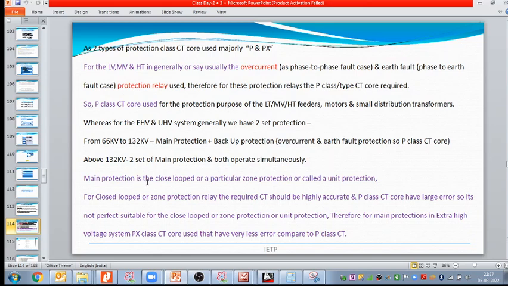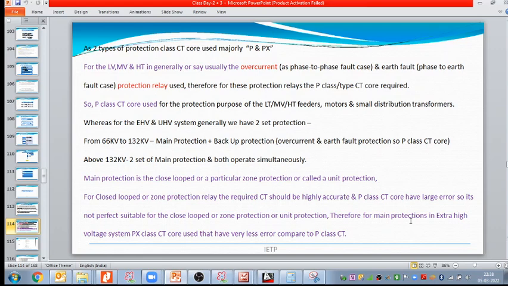Main protection is the closed loop or particular zone protection, which we can also call unit protection. For the closed loop or zone protection relay, the required CT should be highly accurate, and a P class CT core has large error, so it's not perfectly suitable for closed loop, zone, or unit protection.